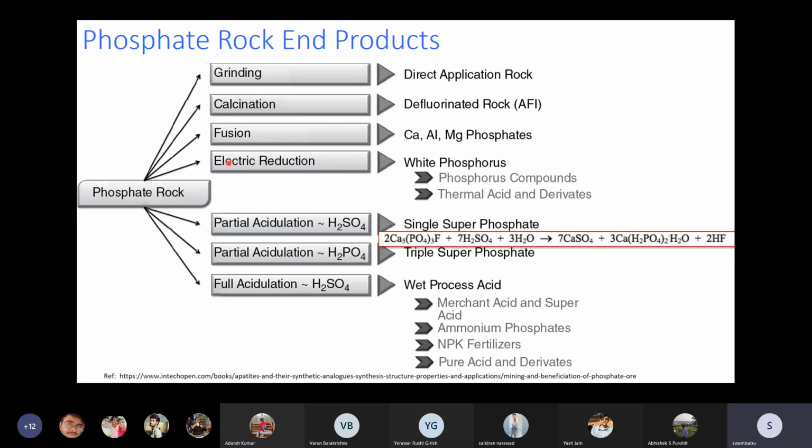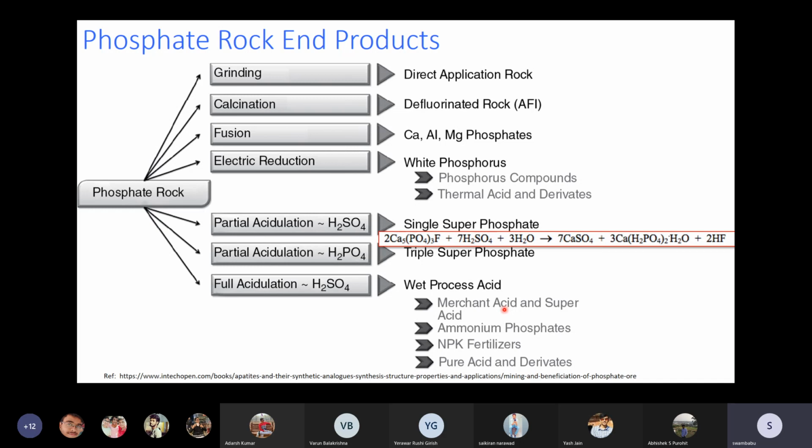If you do the electric reduction, that is heating with the help of electrodes, you get white phosphorus. So either we can directly use the rock as fertilizer, or we can use single superphosphate as fertilizer, or we can use triple superphosphate as fertilizer.